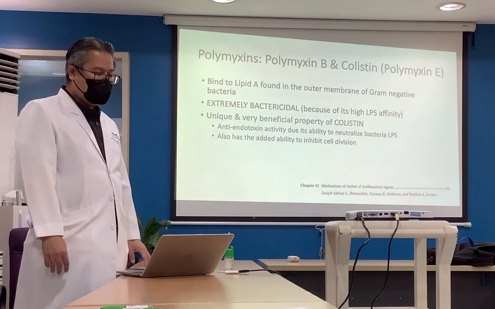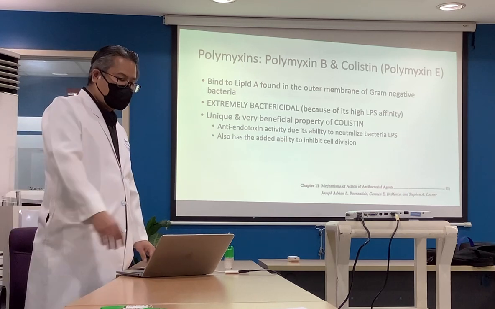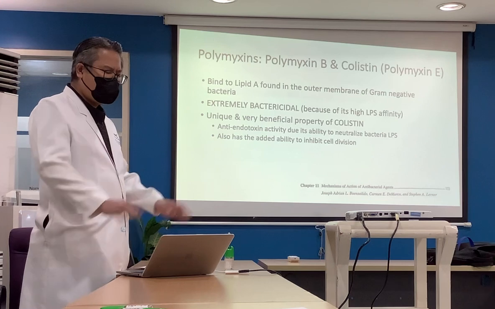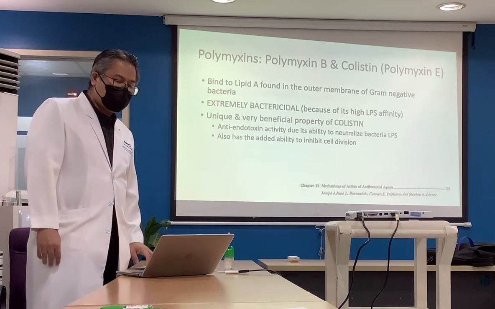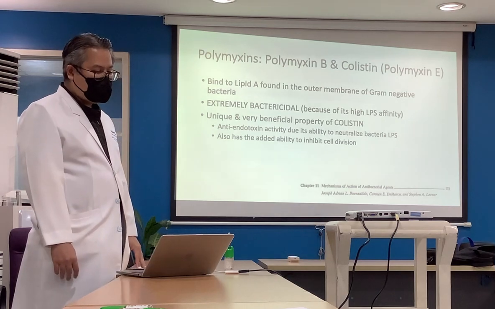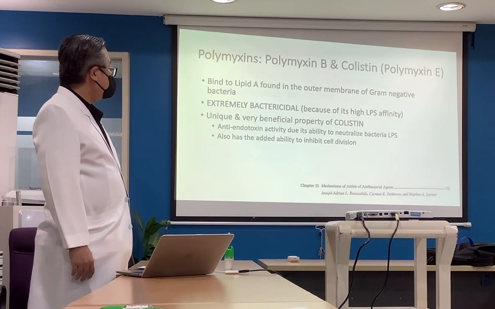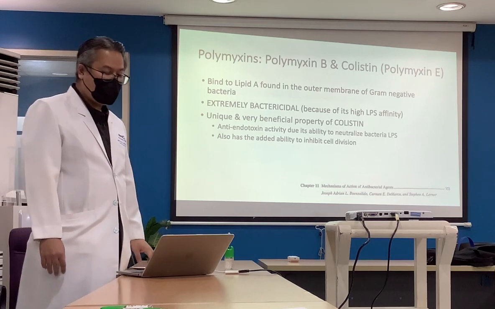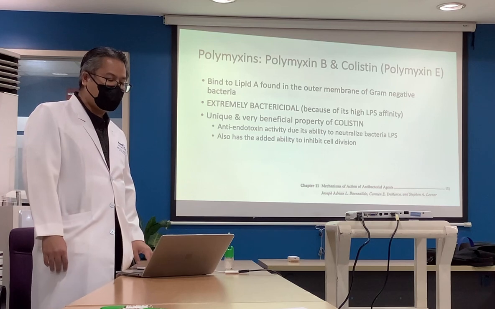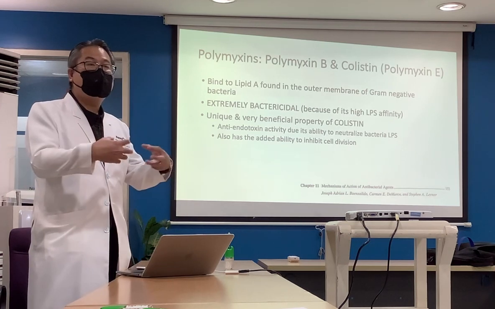Parang ano yan, parang detergent level, no? Yung tatawag namin, no? Because of its high LPS affinity. But one advantage of colistin over polymyxin B is its anti-endotoxin activity due to its ability to neutralize bacterial LPS. Ano ba yung LPS? Lipopolysaccharide. With also an added ability to inhibit cell division.